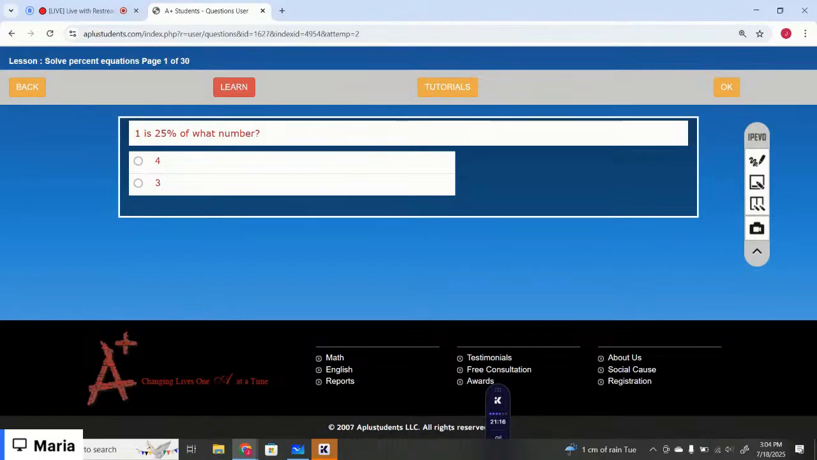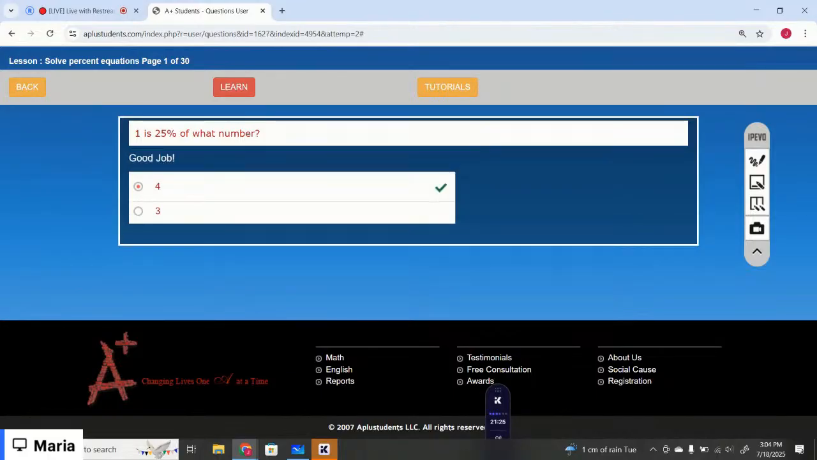Again, the same question. 1 is 25% of what number? So 1 is 25% of 4. That's the one we just did on the tutorial.